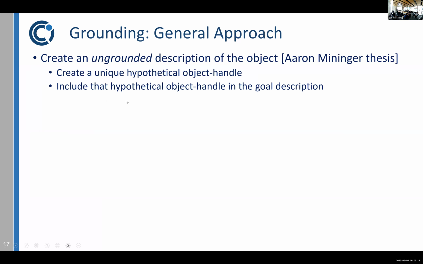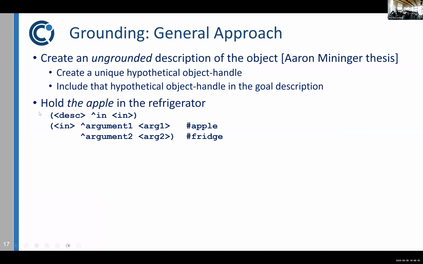So our general approach to grounding is when we can't find something immediately, we create an ungrounded description of the object. This is what Aaron did in his thesis. We create a unique hypothetical object handle. So we're going to have a referent to it that's hypothetical. And then we're going to include the hypothetical handle in a goal description. So if we want to hold the apple in the refrigerator, the description of this goal is that in something in the fridge, there's this thing that's the apple.